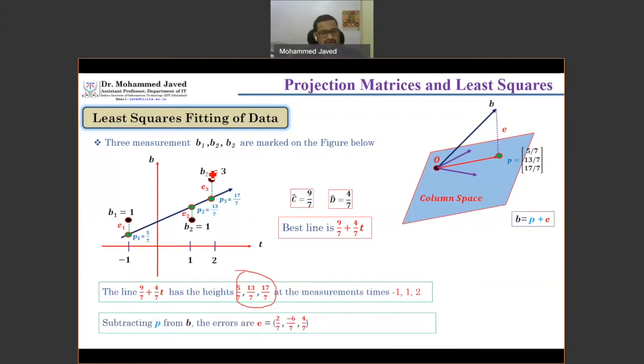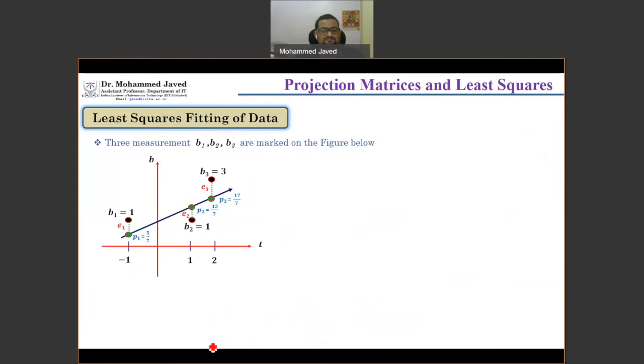We already got B, and subtract from P, then we'll get the errors. So these are the errors, and we know that this is the minimum error. Now the error follows the quadratic curve, right? So I hope that this minimum error would be this point, right? E is the minimum error that is happening at this particular point. So this is the least square fitting of data.